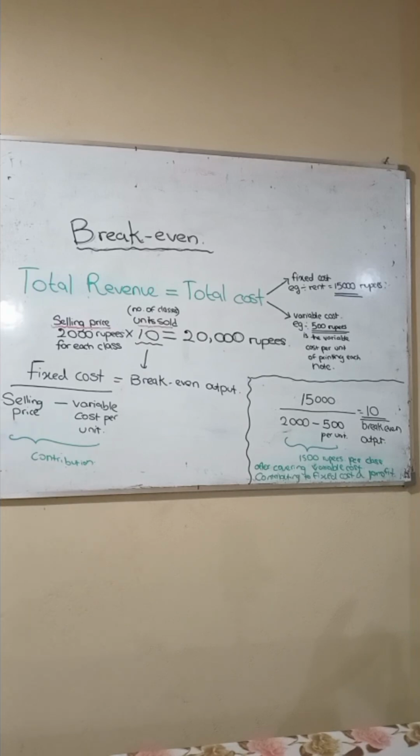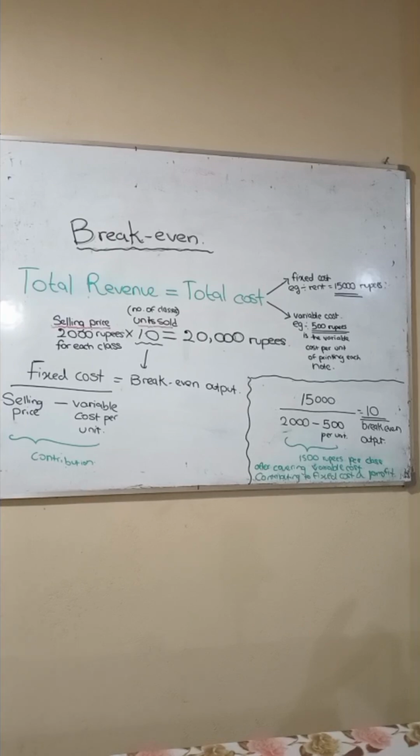Only if they ask. So contribution is nothing else. If they ask you what contribution is, you just do this calculation and show selling price minus the variable cost per unit. That means from each product. Now in my case, after deducting my variable cost, which is 500 rupees, I have 1500 rupees left from each class, which will help me pay off my fixed cost and make a little bit of profit. So this is exactly what break even is all about.